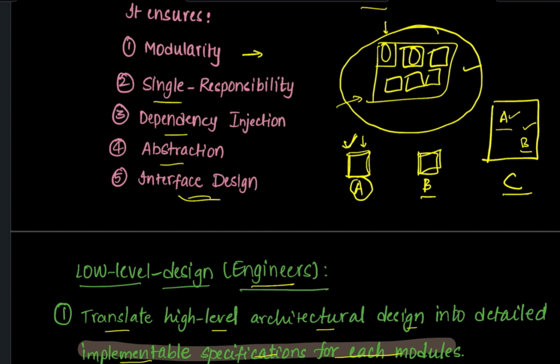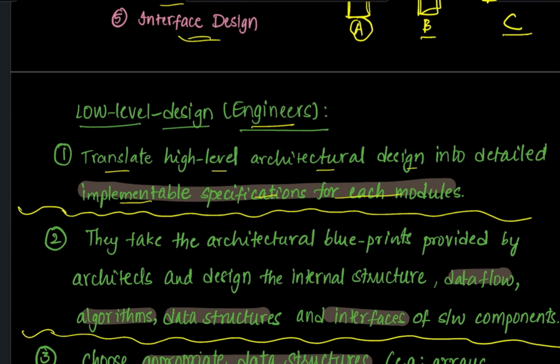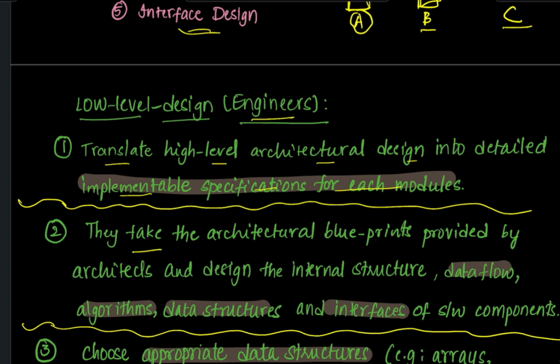But in low level design, you show the implementation, like that algorithm that is being implemented while giving tickets or while giving the seats or while assigning the screens for a particular movie. Next, they take the architectural blueprints provided by the architects and design the internal structure, data flow, algorithms, data structures and interfaces of the software components. We know that they take the blueprint and convert it into an implementation. How do they design it? By using data structures, algorithms, interfaces and data flows.